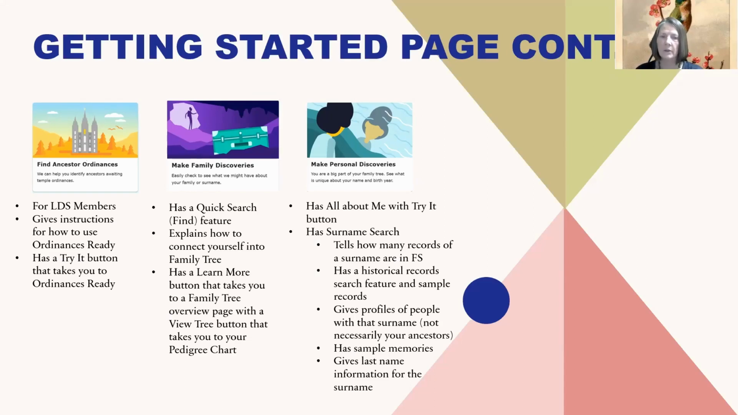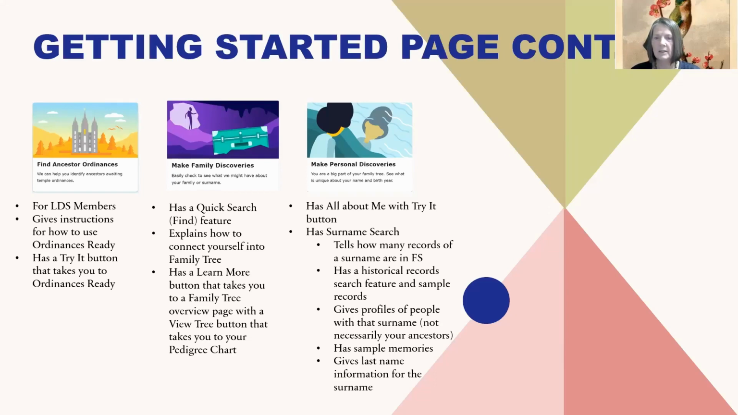Then there's Make Family Discoveries. It has a quick search feature which lets you put in a name of an ancestor and maybe some information and see if you can find them. It's okay. It's just kind of like, oh, is my person here on FamilySearch. It explains how to connect yourself into Family Tree by putting in your direct line ancestors. It has a Learn More button that will take you to the Family Tree overview page with a View Tree button, and that will take you to your pedigree chart. So eventually you can get to your pedigree page, the Family Tree page, through that.